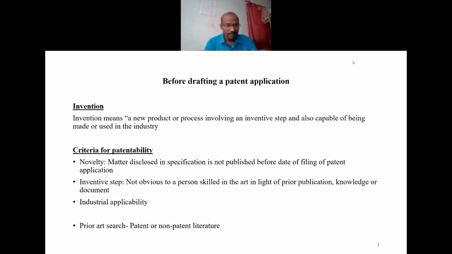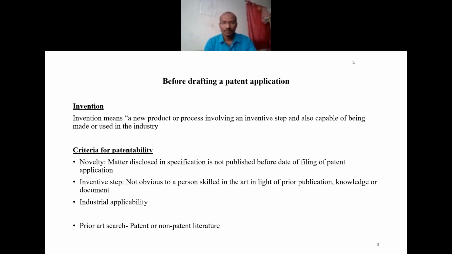Then of course the patent should have industrial applicability, and only then can it be granted. So to evaluate all these criteria, prior art search is very important, which includes patent or non-patent literature. Most of the time in the industry, while preparing various reports for various products, we spend a lot of time on prior art search because it is a very important task. Because only then do we come to know whether the invention which we are trying to file or protect is patentable or not patentable.